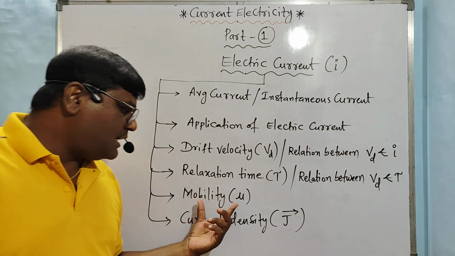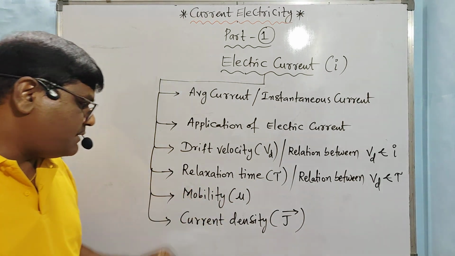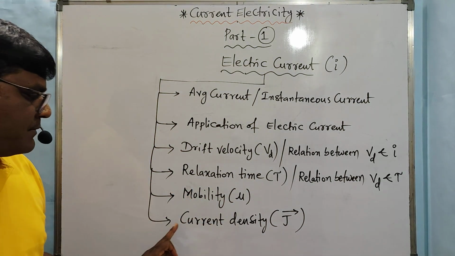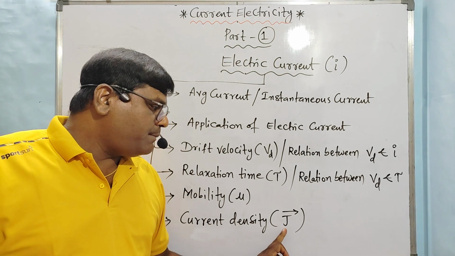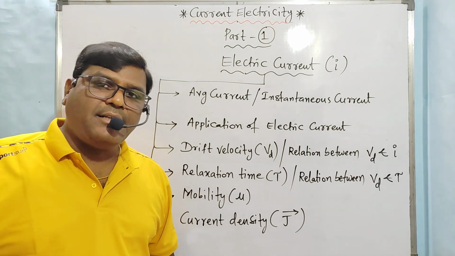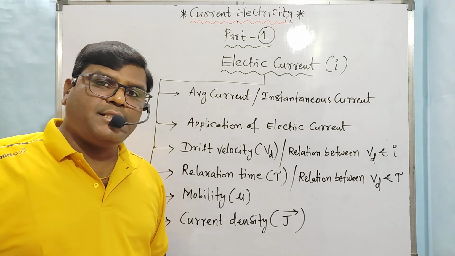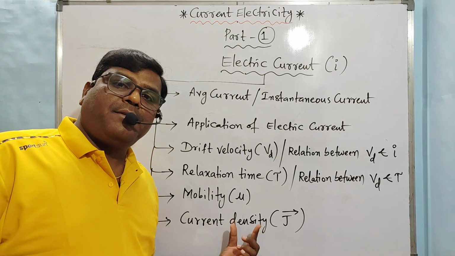We will discuss clearly here what is the mobility, what is the formula, and which factors it depends upon. We will discuss very clearly, right? Now next one, current density. What is the current density? Denoted by J bar. Actually current density is a vector quantity, right? What is the current density and what is the formula for this one? And which factors it depends upon.